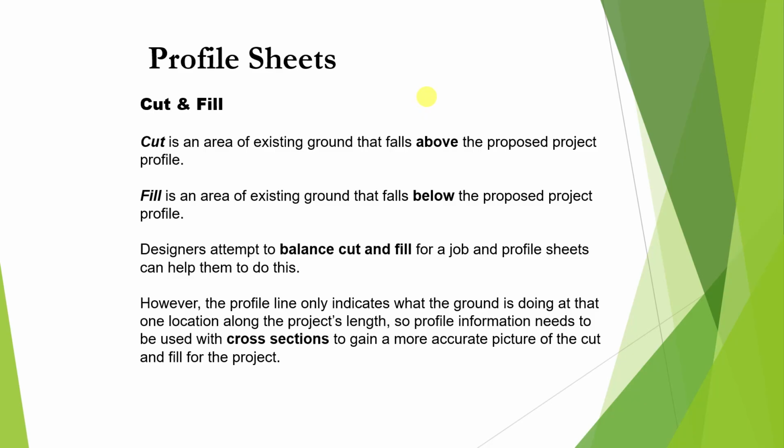Cut and fill. Cut is an area of existing ground that falls above the proposed project profile. Fill is an area of existing ground that falls below the proposed project profile. Designers attempt to balance cut and fill for a job, and profile sheets can help them do this. However, the profile line only indicates what the ground is doing at that one location along the project's length. So profile information needs to be used with cross sections to gain a more accurate picture of the cut and fill for the project, and we'll talk about cross sections later.